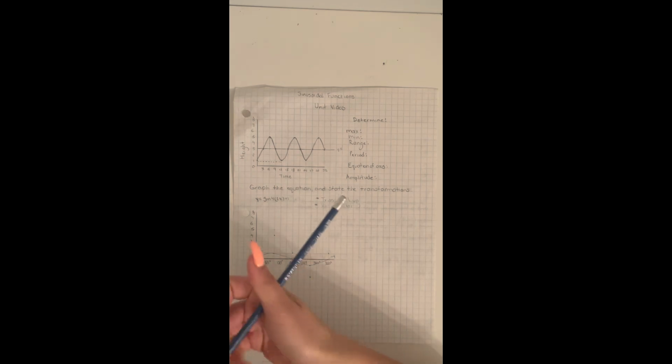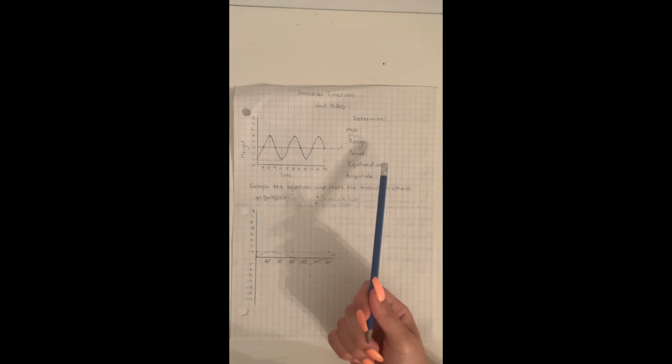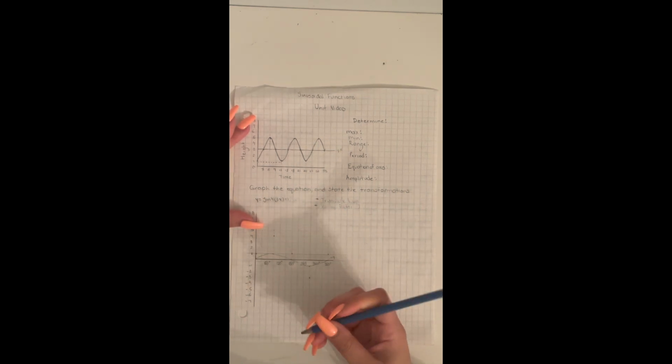So this is the sinusoidal functions unit that I'm going to be covering today. We're going to start with the basics, just looking at a sinusoidal function on a graph. We're going to determine the max, minimum, range, period, equation of axis, and the amplitude. This is just to get all the terms down so we know what we're looking at when we see a graph like this.